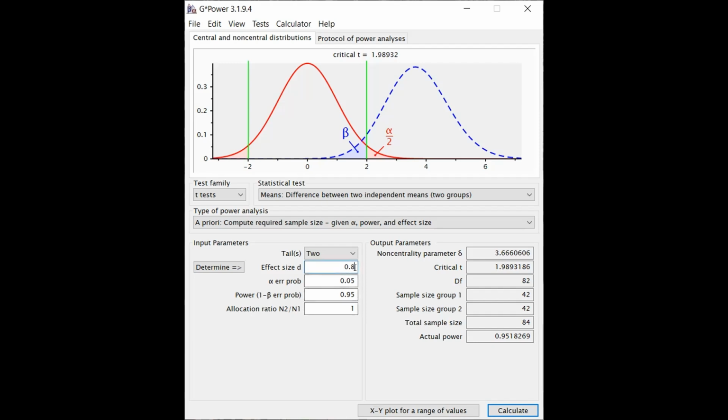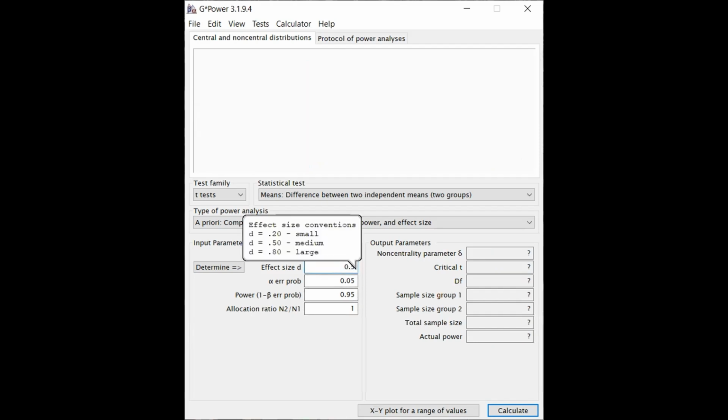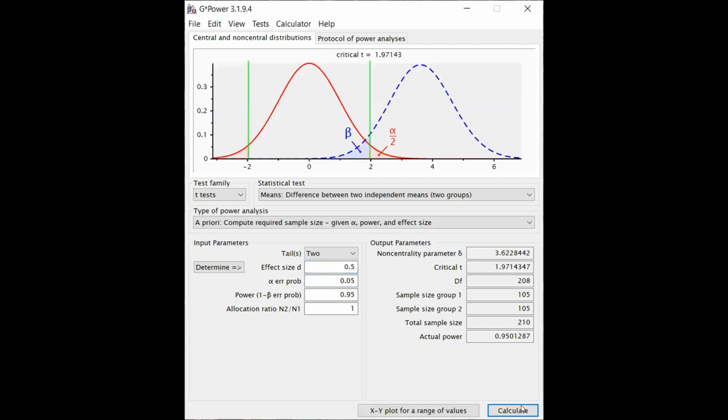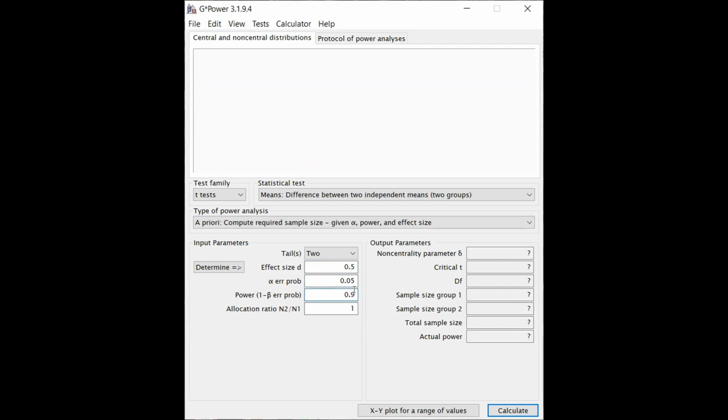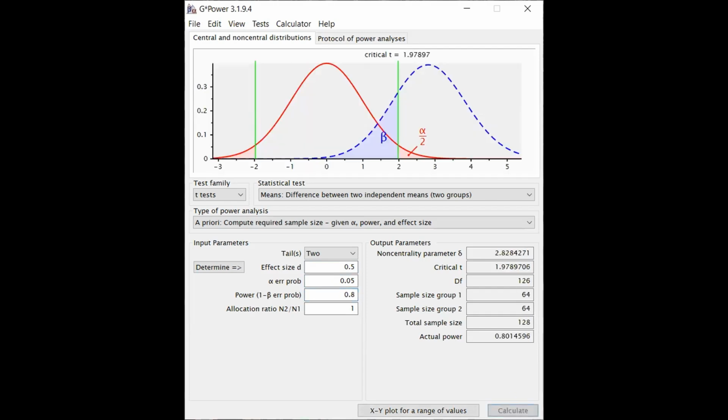Or I could put this back to 0.5, what we had to begin with. Now, or I can lower the power of my test. Now, don't forget, this is how powerful my test is to pick up a difference or a significance, I should say. But what if I lowered the power of my test? Look, my sample size fell again. Now I only need 128.